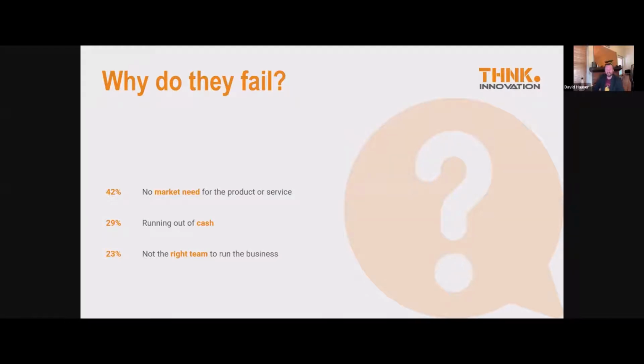But by far the largest failure rate is a lack of market need for the product or service. And that's basically playing right into running out of cash. Because if you do not have your market, your product and service matched to what people need, what people are happy to pay money for, then that will happen to you. You will be running out of cash sooner rather than later.